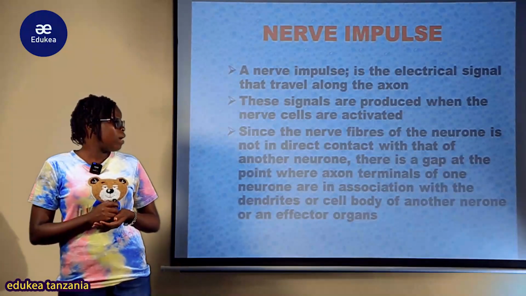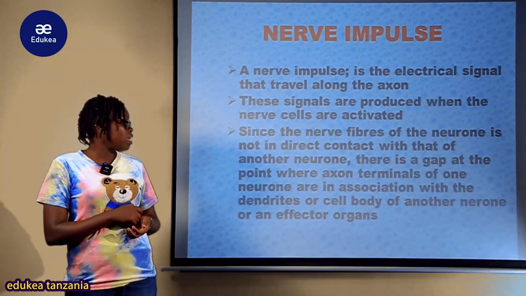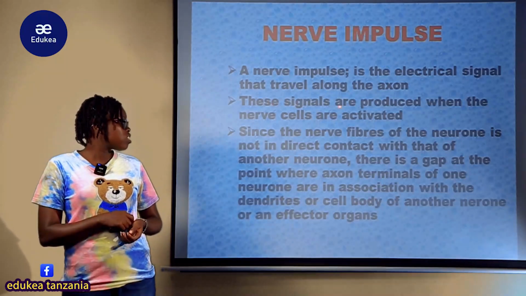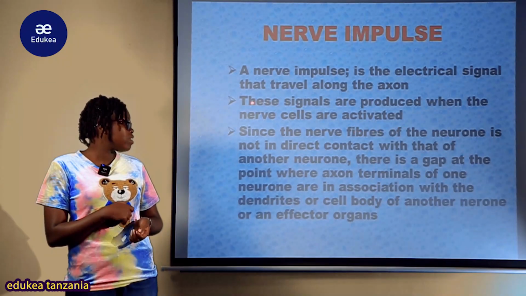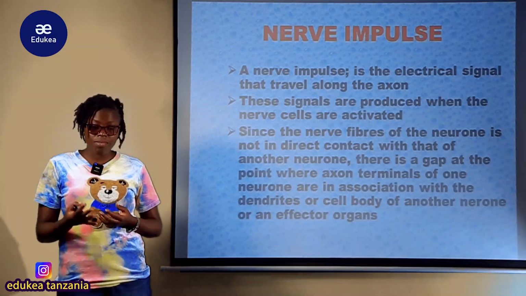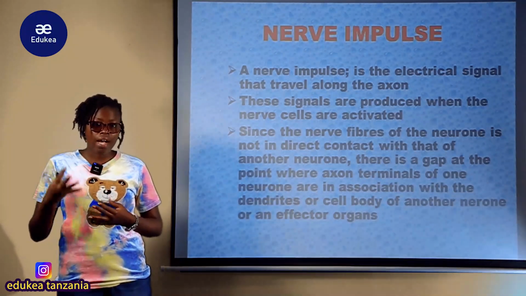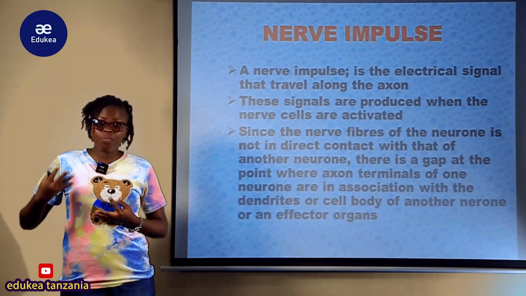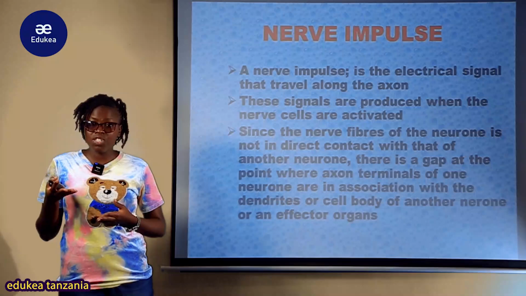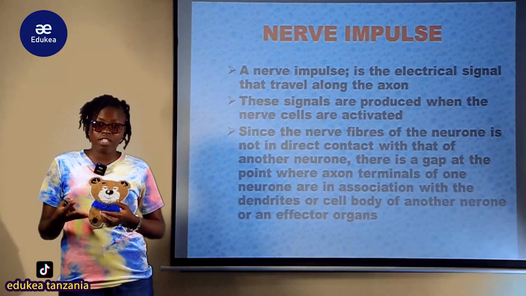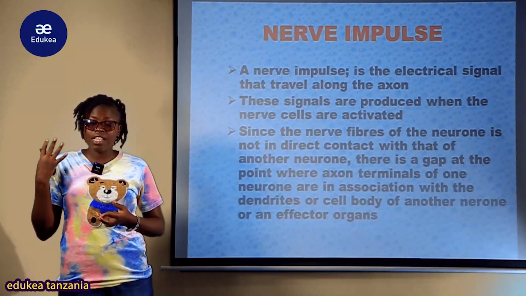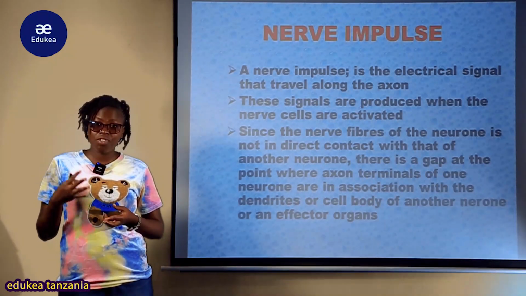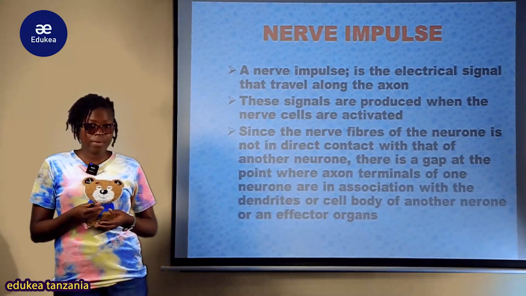So the nerve impulse is the electrical signal that travels along the axon, and these signals are produced when the nerve cells are activated. This signal can be transmitted along the axon once they have been activated, after the interpretation of a given impulse that has been delivered by the sensory neuron to the central nervous system, so as to be interpreted.